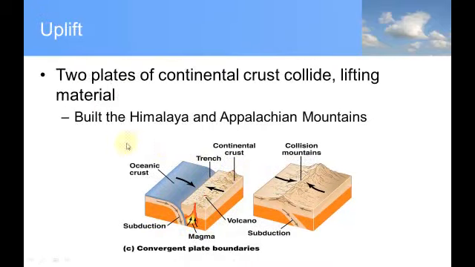The other thing that can happen at a convergent boundary is what's known as uplift, where the edges of the two plate boundaries get bent upwards, creating a range of mountains. The Himalayan mountains in Eurasia, the Appalachian Mountains here in North America, and the Andes Mountains in South America were all caused by uplift.